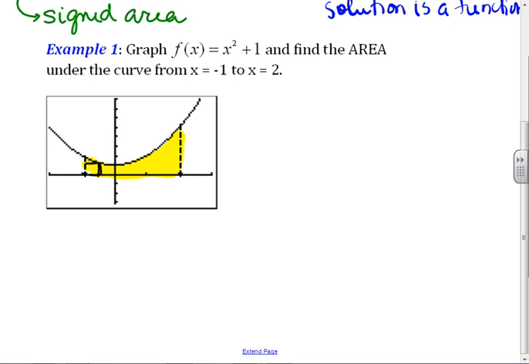So I'm going to draw in rectangles here. I don't care what kind they are. If they're over, they're under, it doesn't matter. Because I'm going to put a whole bunch of them together. I'm going to put an infinite number of rectangles.